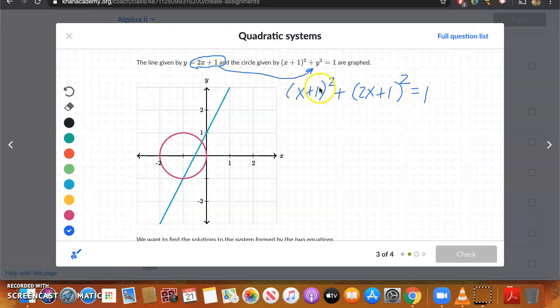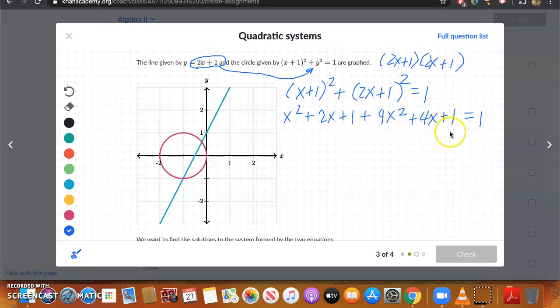And then I can expand that. If I expand this, I'm going to get x squared plus 2x plus 1 plus, and again, if I use FOIL here, I'm going to get 4x squared plus 4x plus 1 equal to 1. Now, if you're not sure how to FOIL this, just rewrite it as (2x plus 1) times (2x plus 1), and then you can FOIL it, and you'll see that it does come out to this.